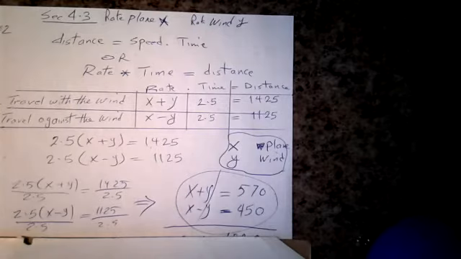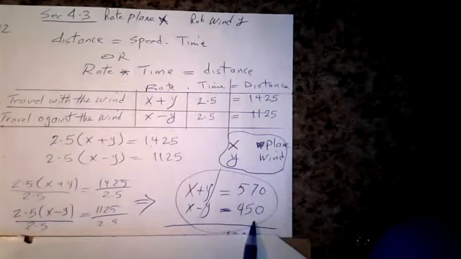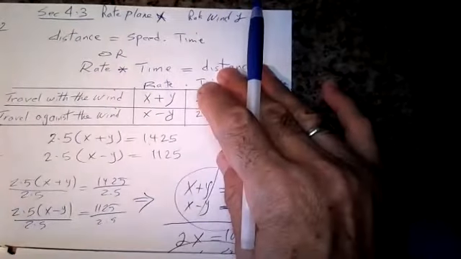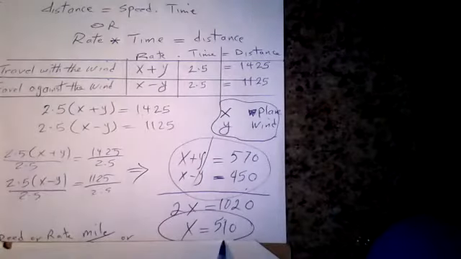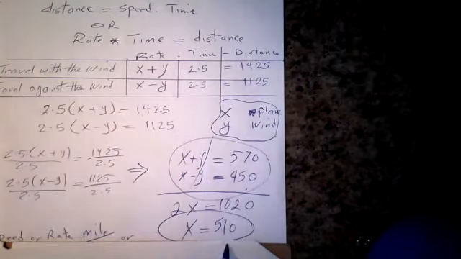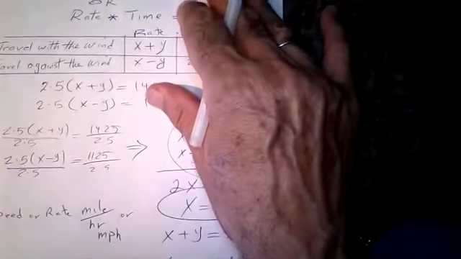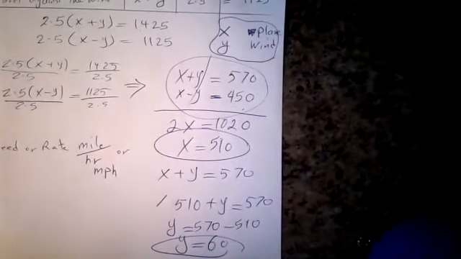See, I divide both sides by 2.5, and then I have x plus y is 570 and x minus y is 450. Then I solve these two equations, y and minus y cancel. See, that gives you the value of x, which is the rate of the plane, 510 miles per hour. And then x plus y is 570, and x is already 510. That gives you the value of y. See, 60 miles per hour.